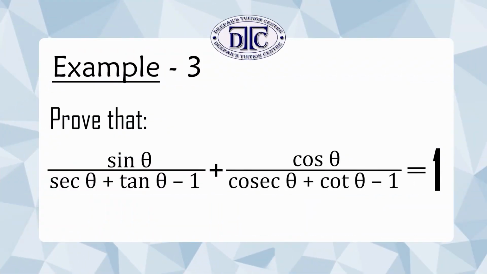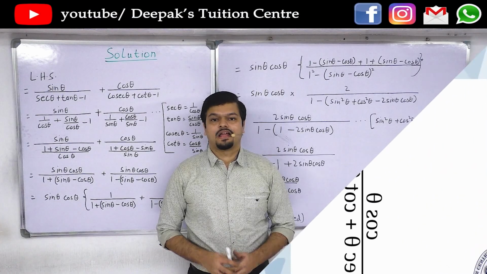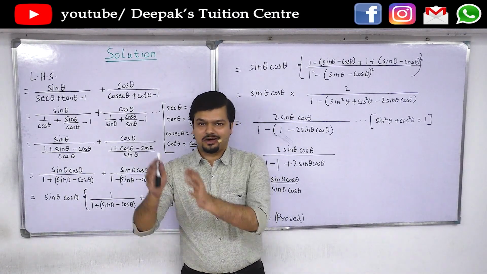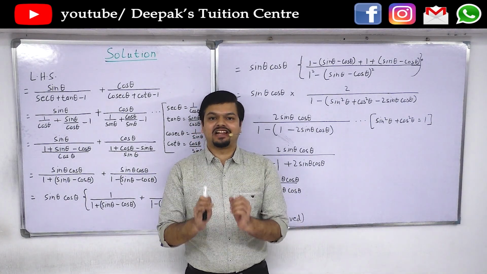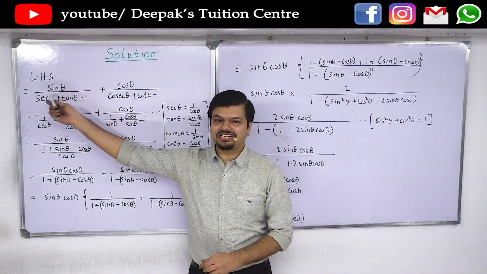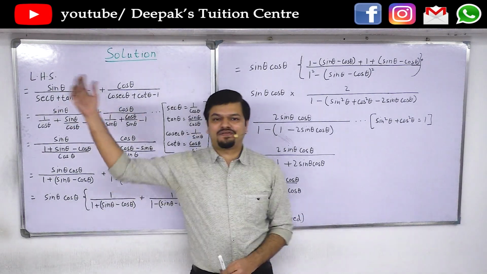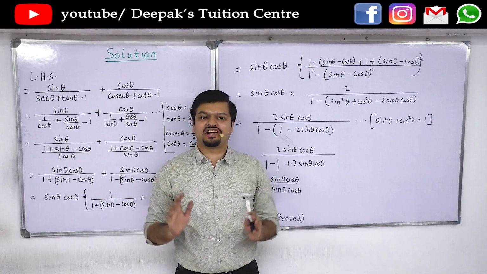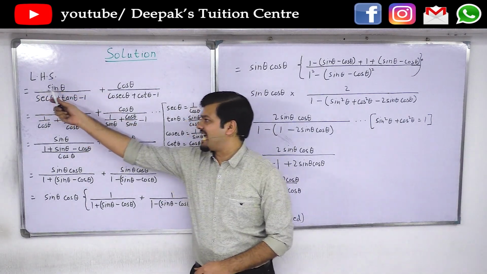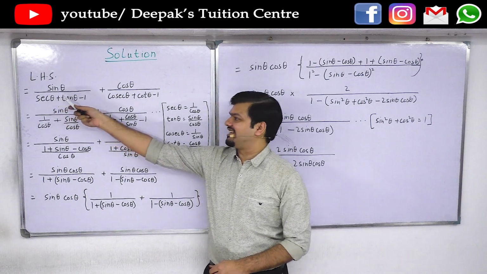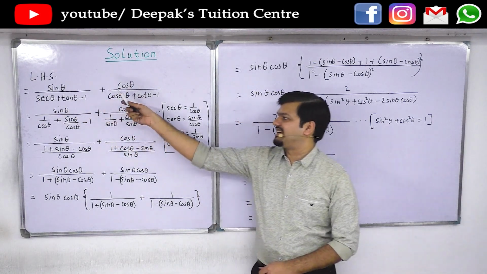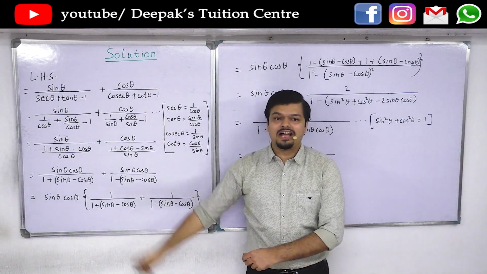Prove that sin theta divided by (sec theta plus tan theta minus 1) plus cos theta divided by (cosec theta plus cot theta minus 1) is equal to 1. For all sums in trigonometry that require you to prove something equals something, the general method is starting from LHS and reaching RHS, so left hand side equals right hand side. That is the general trend. So we start from the left hand side. We have sin theta divided by (sec theta plus tan theta minus 1) plus cos theta divided by (cosec theta plus cot theta minus 1).